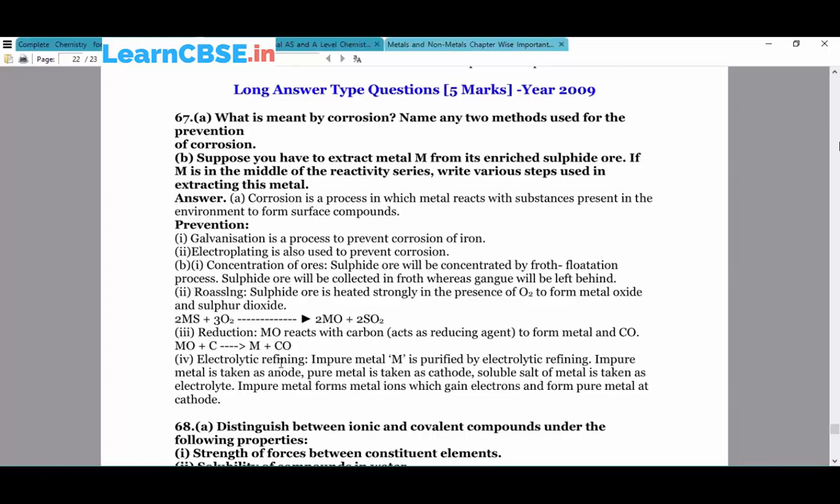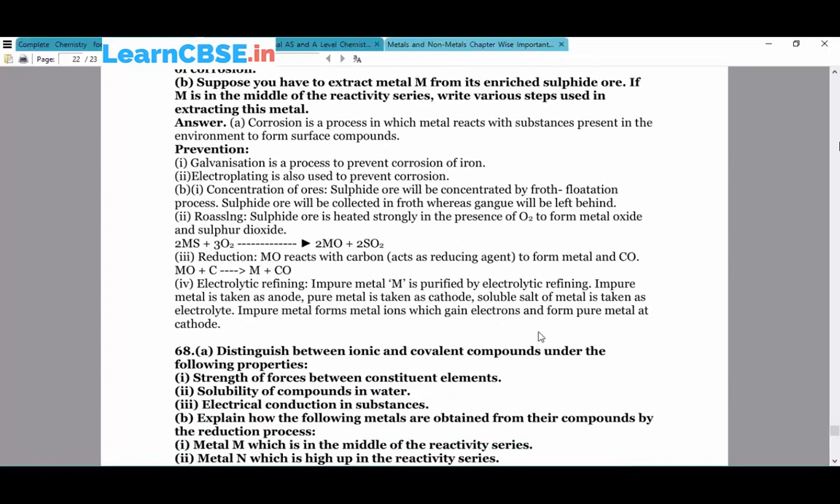Then electrolytic refining. Impure metal M is purified by electrolytic refining. Impure metal is taken as the anode. Pure metal is taken as the cathode. A soluble salt of the metal is taken as the electrolyte. The impure metal forms metal ions, which gain electrons and form pure metal at the cathode.